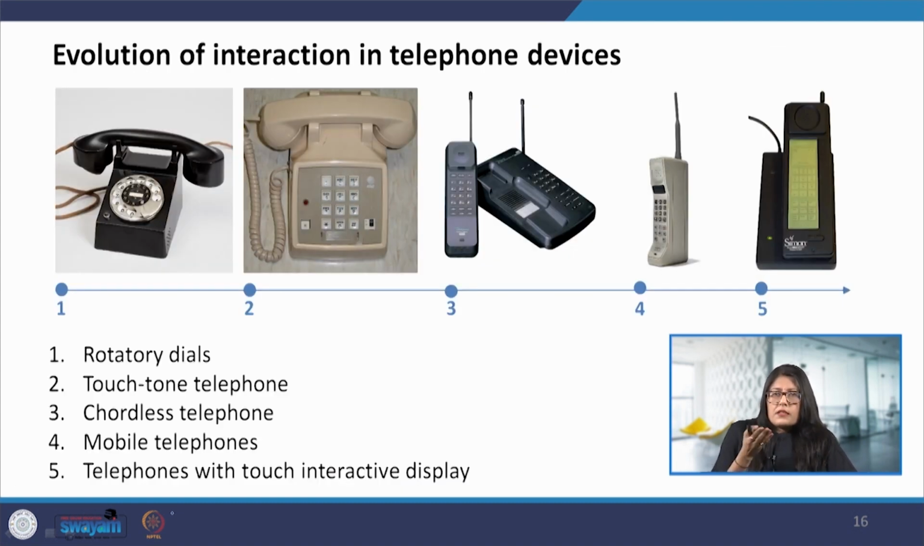If we see a simple example, here we can see the evolution of interaction in telephone devices. Initially, telephones came equipped with the rotary dial, and later, of course, people identified the challenge that if you miss a number or dial a wrong number, you have to repeat the exercise again, or many other problems probably.